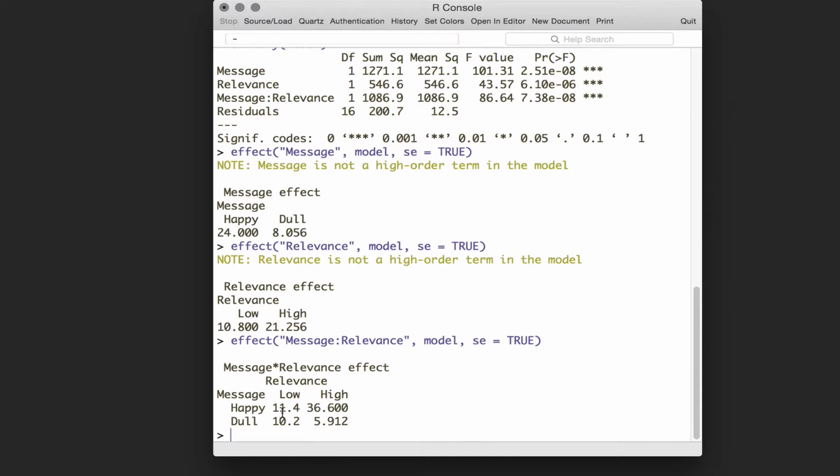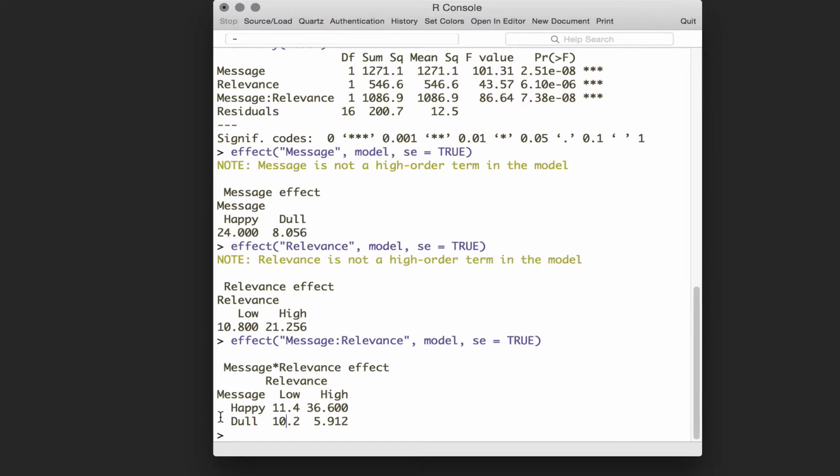So it looks like when the message was not very relevant, there's not a big difference between the high and the low. But when the message was relevant, there was a big difference. So it looks like our message has to be highly relevant in order for there to be an effect. But again, that's something I'm going to test statistically in the next video. But just to get an idea of the interaction effects, you can look at the cell means.